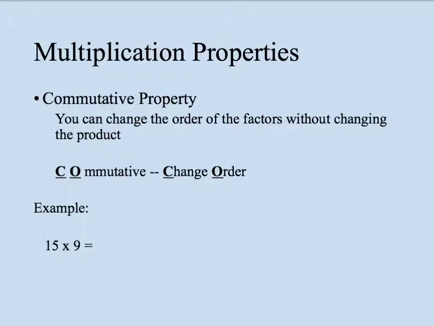A good way to remember this is to look at the CO in commutative property and pretend like it stands for change order. Okay, so look at the example down below. We have 15 times 9 is equal to, well, according to the commutative property, I can change the order of those two factors and still get the same product. So in this case, 15 times 9 is the same as doing 9 times 15. My final product is going to be the same, even though the order of my factors are different.